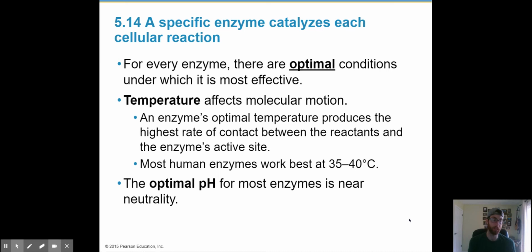And so enzymes can be designed to work in specific pH environments. So we have enzymes in our mouth that work in a relatively neutral pH environment. And we have enzymes in our stomach, which are going to be working in an acidic environment. If you take the enzyme in our stomach and put it in our mouth, it won't be able to work because it requires that very optimal, very specific condition.